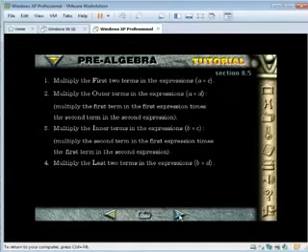2. Multiply the outer terms in the expressions, a times d. Multiply the first term in the first expression times the second term in the second expression. 3. Multiply the inner terms of the expressions, b times c. Multiply the second term in the first expression times the first term in the second expression. 4. Multiply the last two terms in the expressions, b times d.